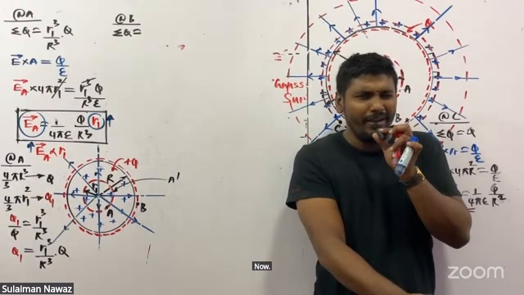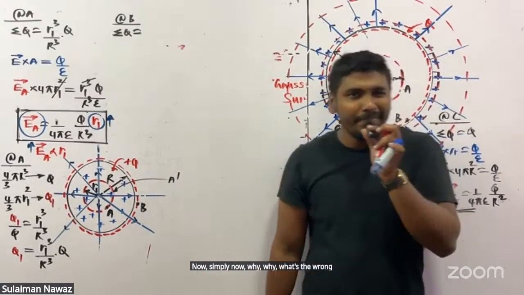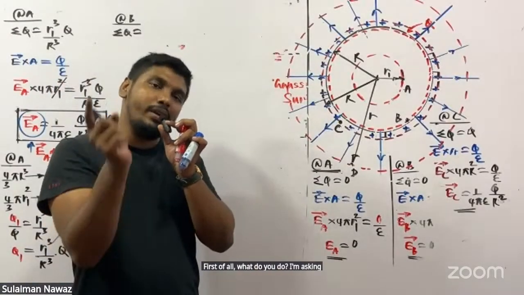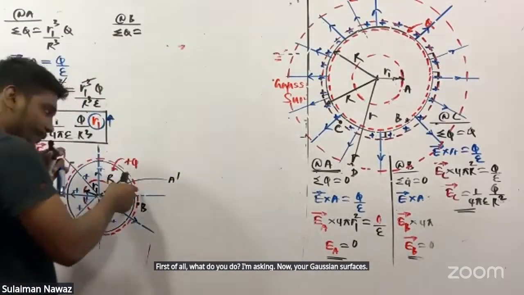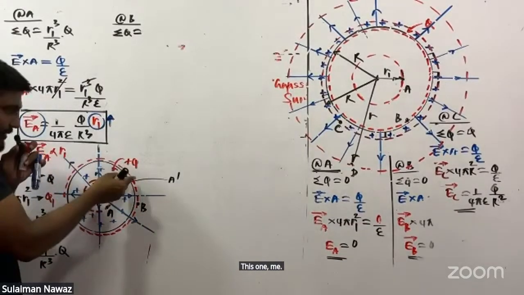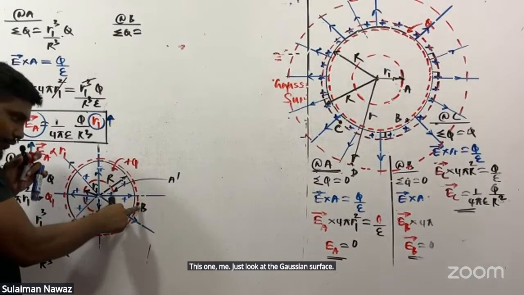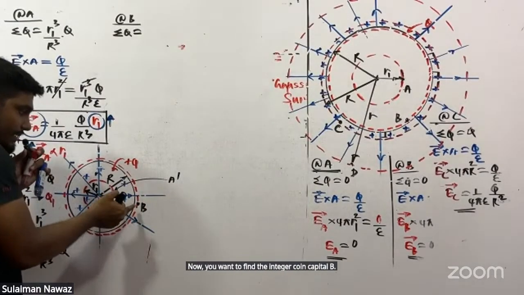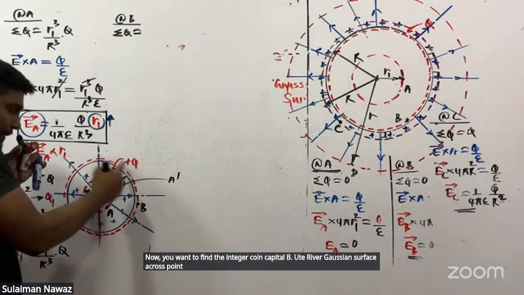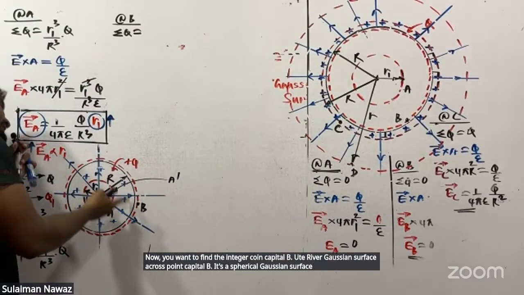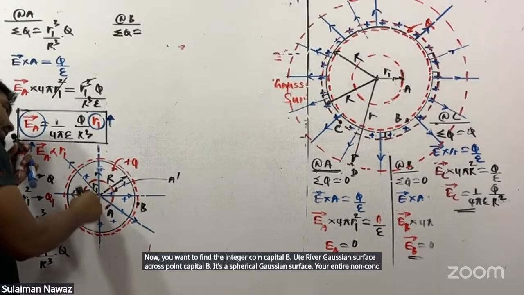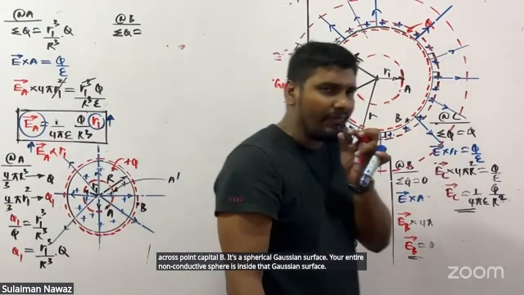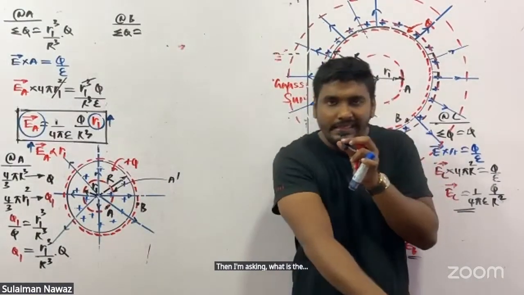Now, what's the problem? Very simple story. Now your Gaussian surface is this one. You want to find the intensity at point capital B, so you drew a spherical Gaussian surface across point capital B. Your entire non-conductive sphere is inside that Gaussian surface. Then I'm asking, what is the total charge inside the Gaussian surface?